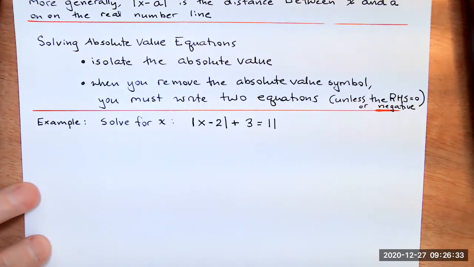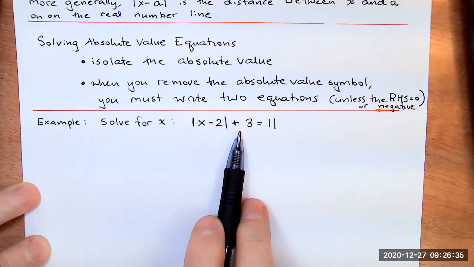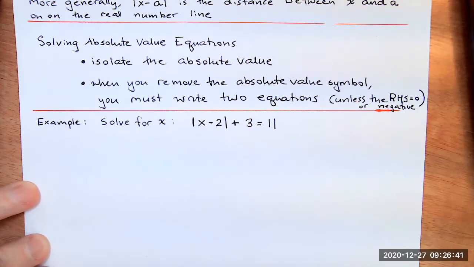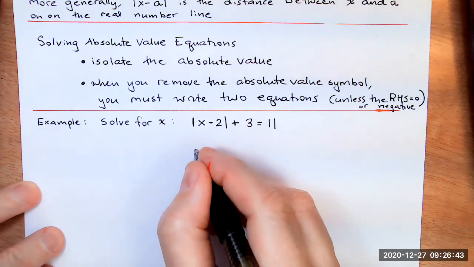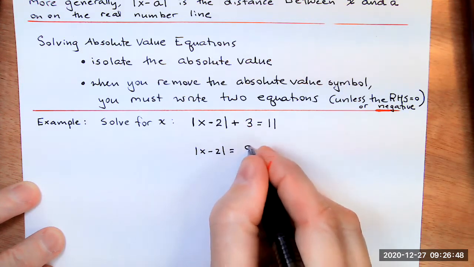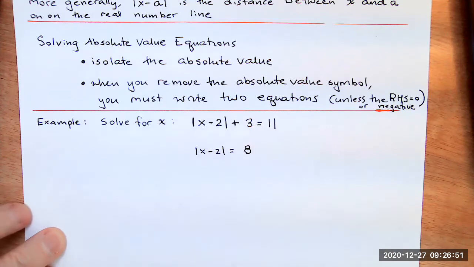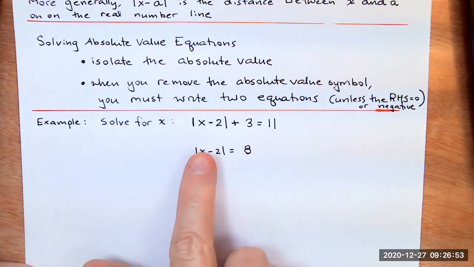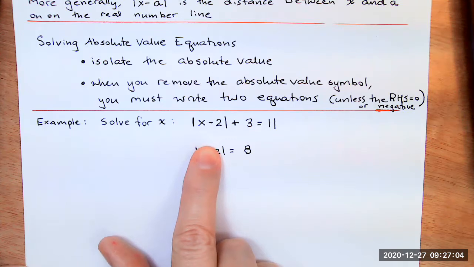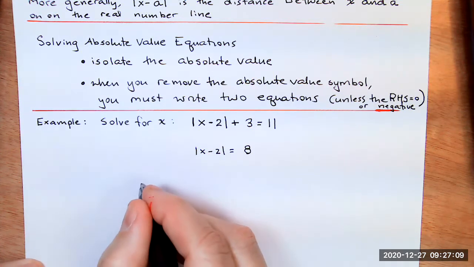So we'll solve for x. The absolute value of x minus 2, plus 3, is equal to 11. So we want to isolate the absolute value. So subtract 3 from both sides. And remember your definition of the absolute value. Whatever is inside of here is either equal to 8 or -8, because the absolute value of 8 is 8. The absolute value of -8 is 8. So we just write two equations.